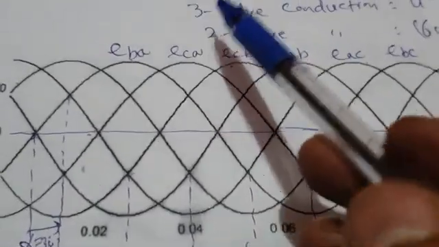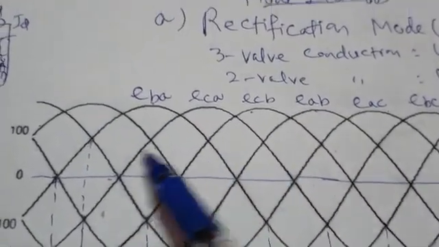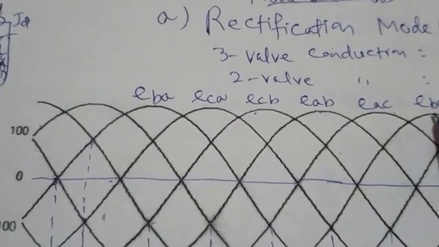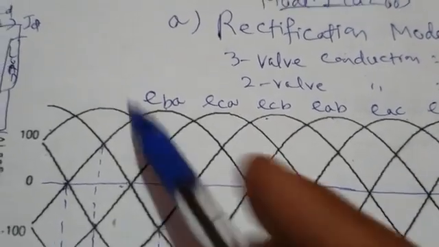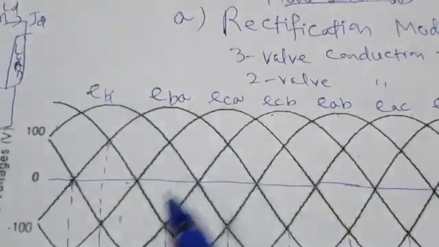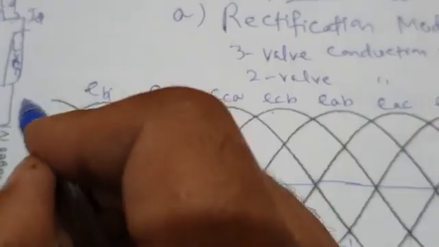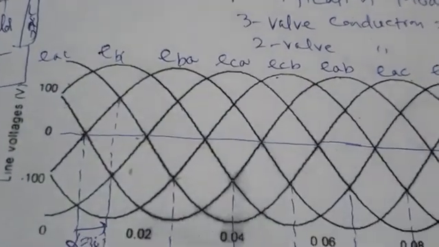Now these are my line voltages. You can see these are my line voltages. What is this line voltage, by the way? It is EBC. And what is this line voltage? EAC. This is EAC.